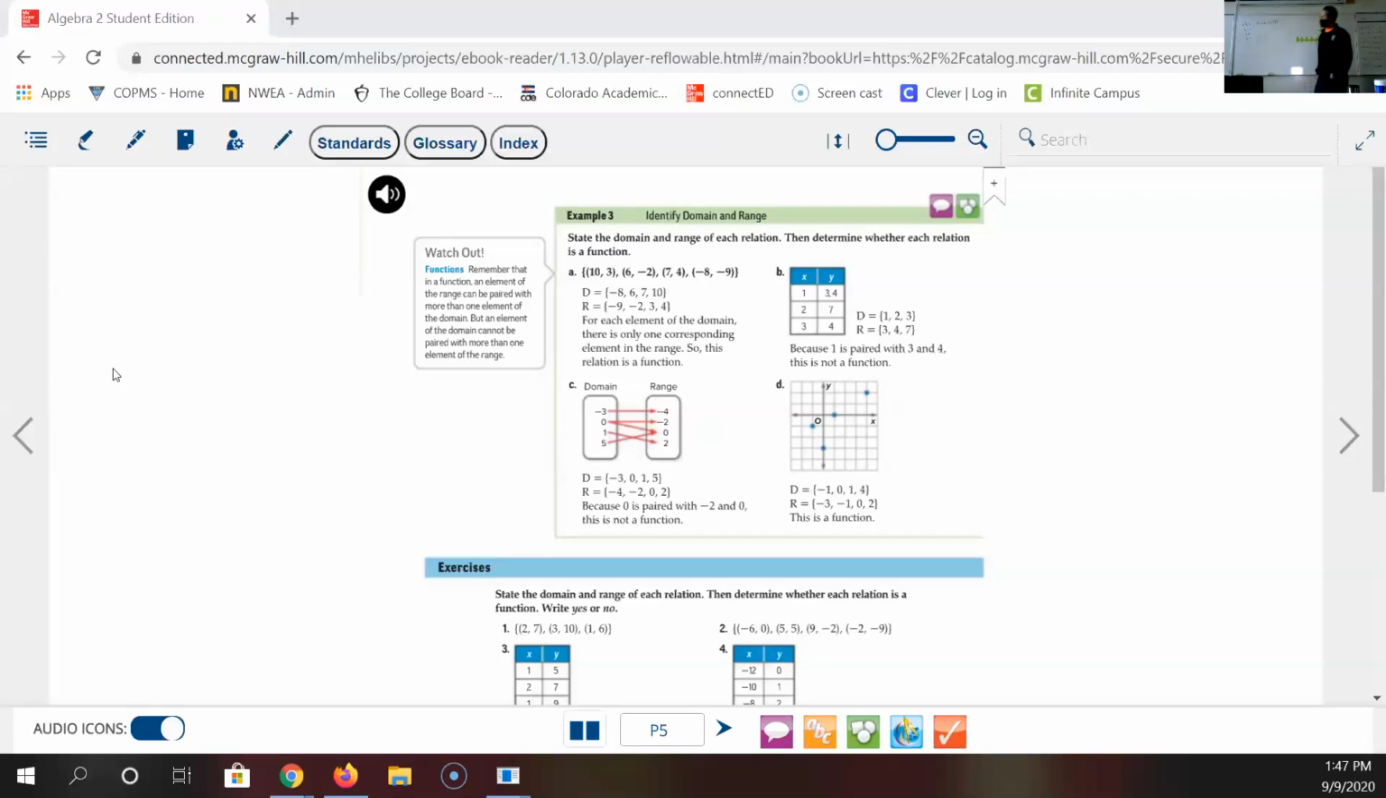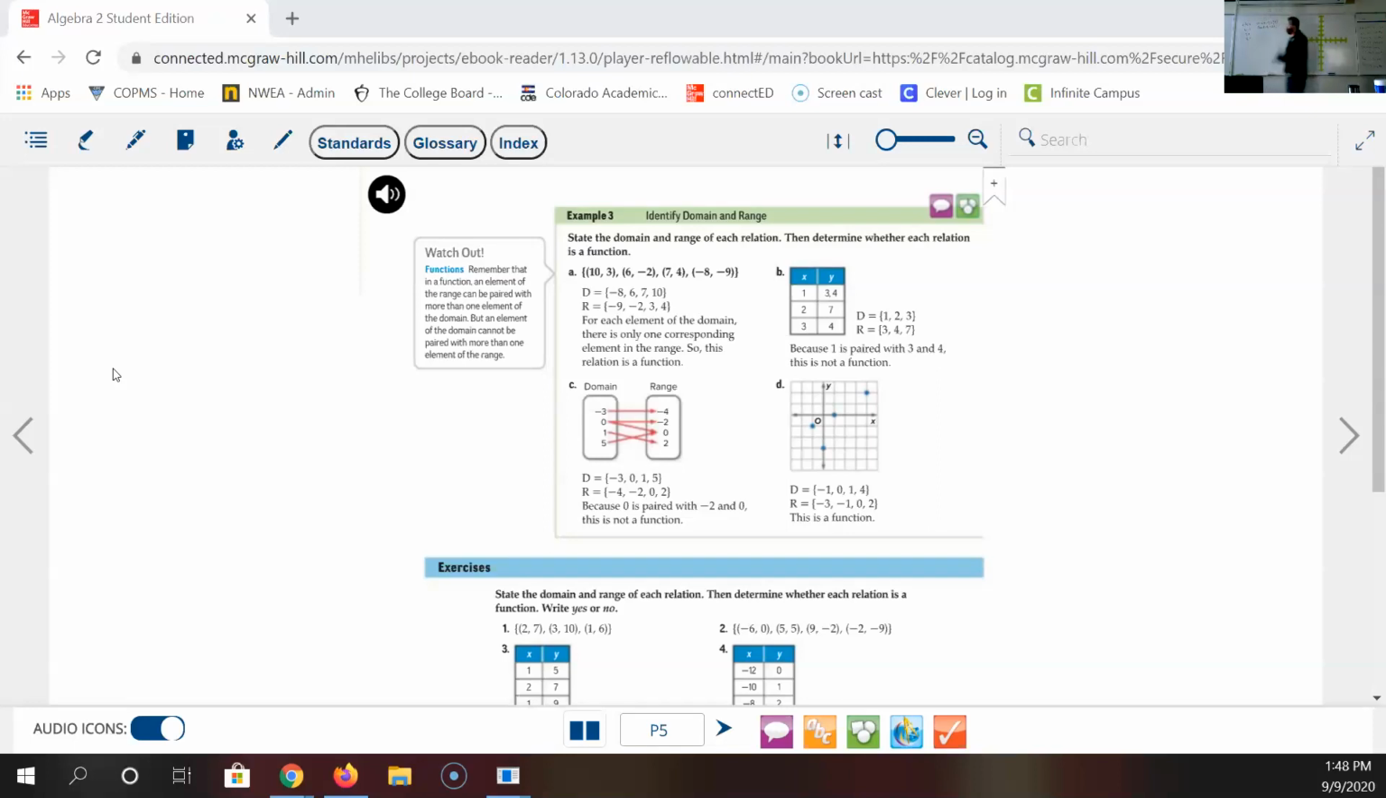Then we do the exact same thing for our range. Our range only corresponds to the y values, though. So we have a 3, a -2, a 4, and a -9. The smallest of those is -9, so we list that first. The next smallest number is -2, the next is 3, and the next is 4.